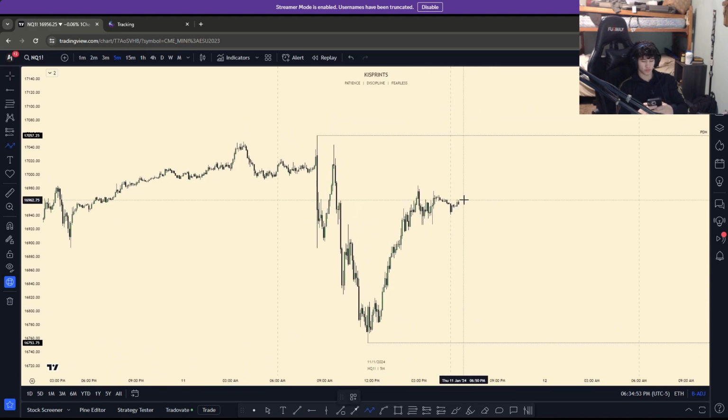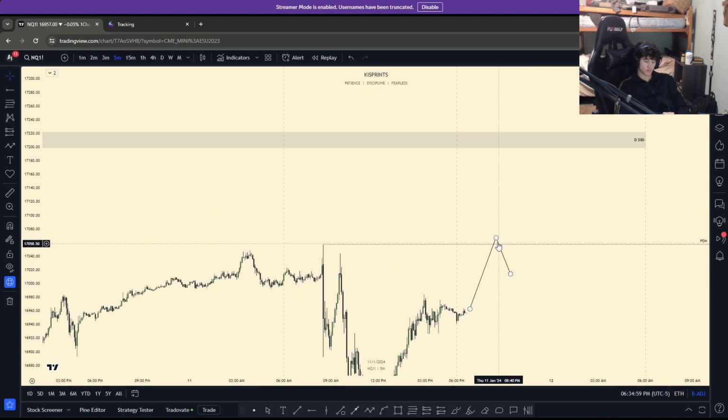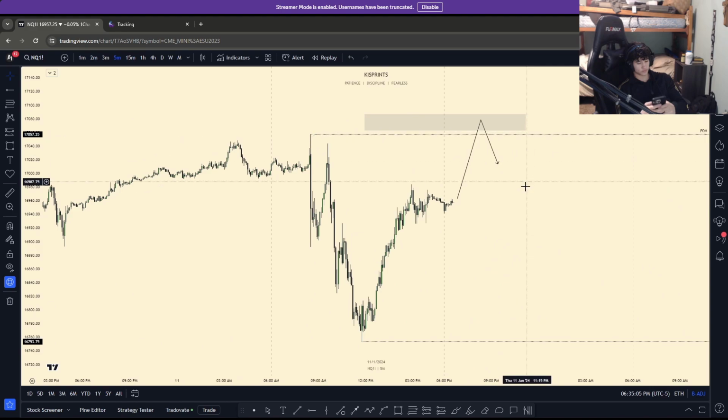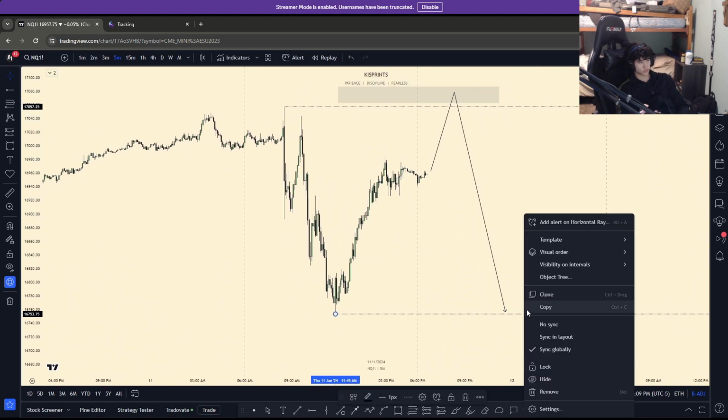So there you go. Now just wait for overnight to do its thing. Maybe overnight does something like this, takes out previous day high. Now you look for a PD array. There's a daily SIBI up here. I don't know, maybe there's a SIBI right here. Let's just say there's a SIBI here. So it taps into the SIBI, takes out previous day high, leaves you a bearish bias targeting previous day low.